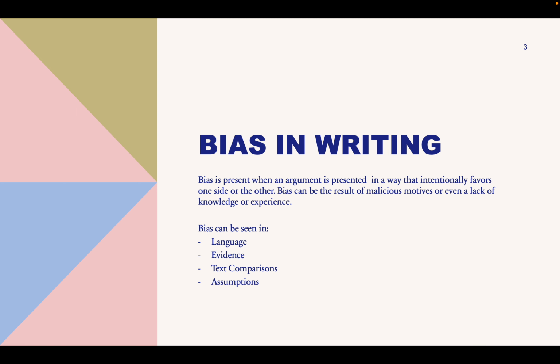Now let's talk about bias. Pretty much any time you have an argument, you are going to have some level of bias. So bias is present when an argument is presented in a way that intentionally favors one side over the other. And bias can be the result of malicious motives.